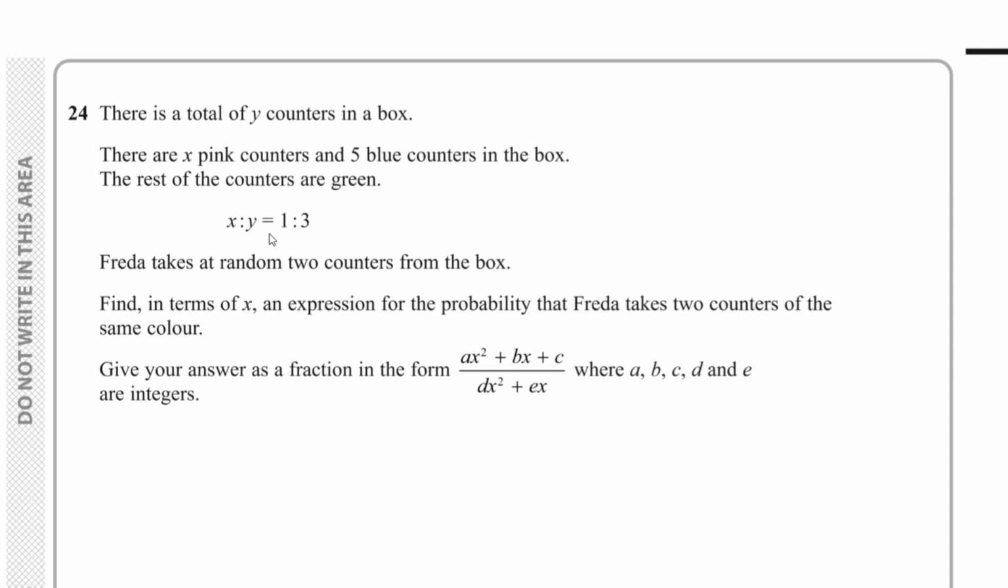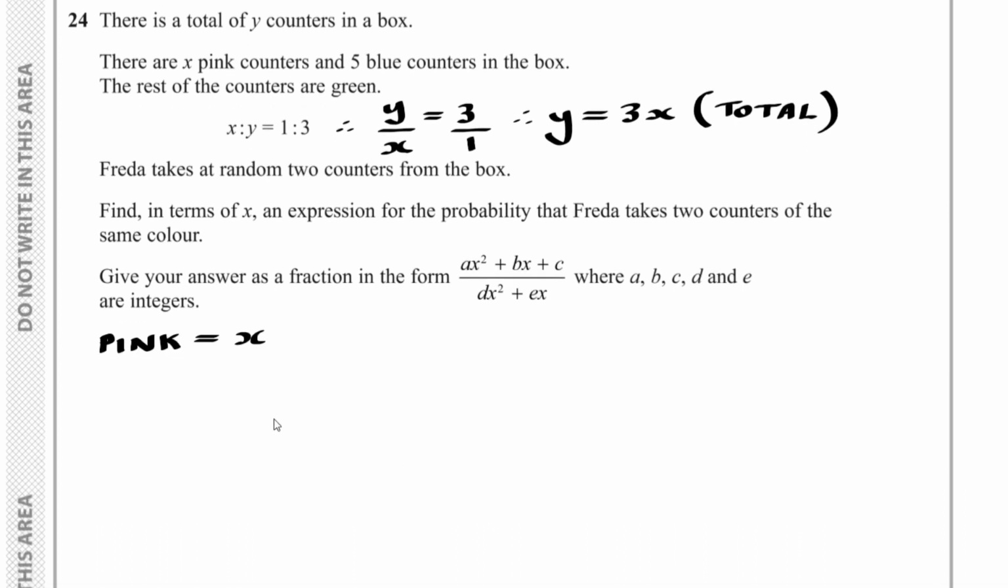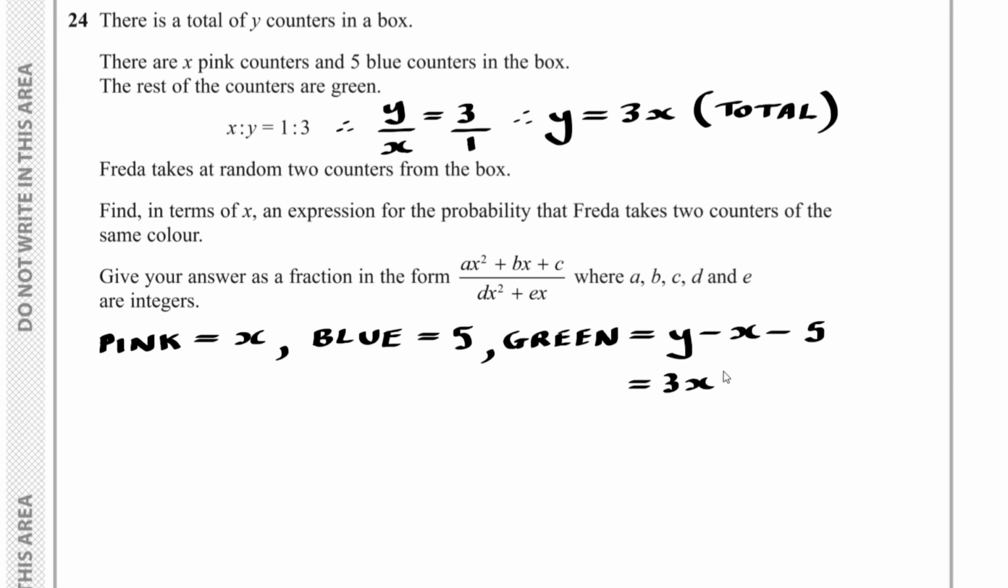Well, I've got this x to y equals 1 to 3. I can rewrite this as y over x equals 3 over 1, which means y is equal to 3x. Now, there's y counters in total, and y is equal to 3x, which means 3x is the total. Now, I've got pink, which is equal to x. I've got blue, which is equal to 5. The rest are green, which means green is equal to y, the total, subtract x, which is pink, subtract 5, which is blue, leaving me with 3x subtract x subtract 5, which is 2x subtract 5. So that's how many green we've got.